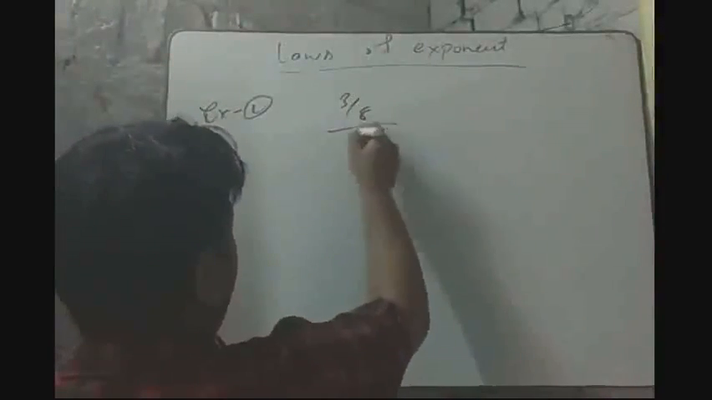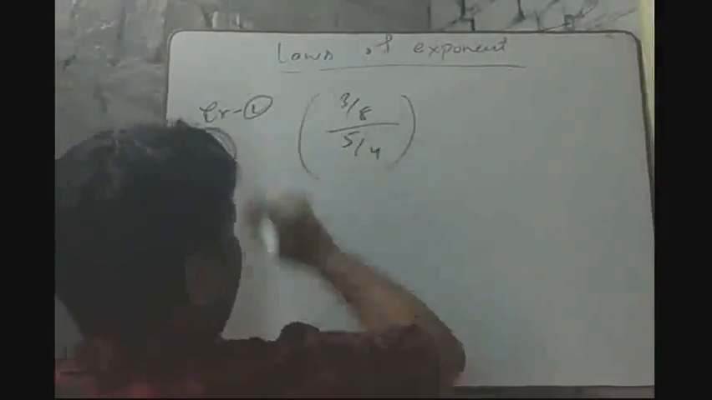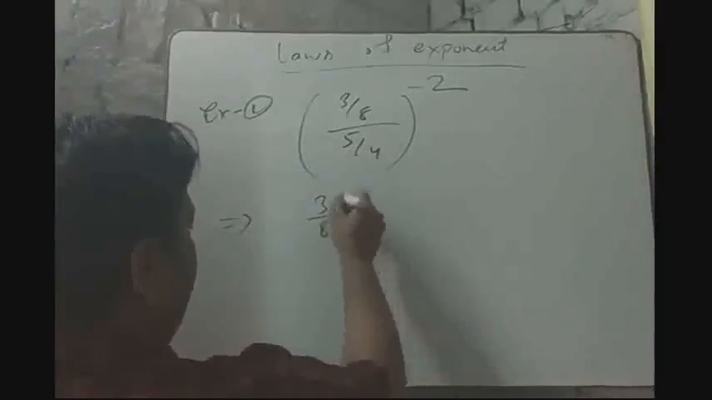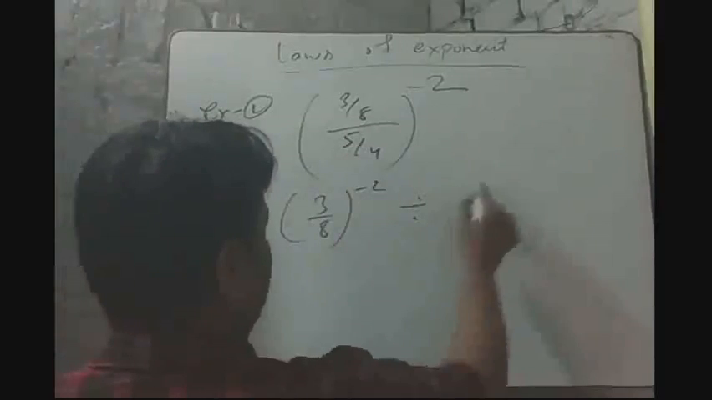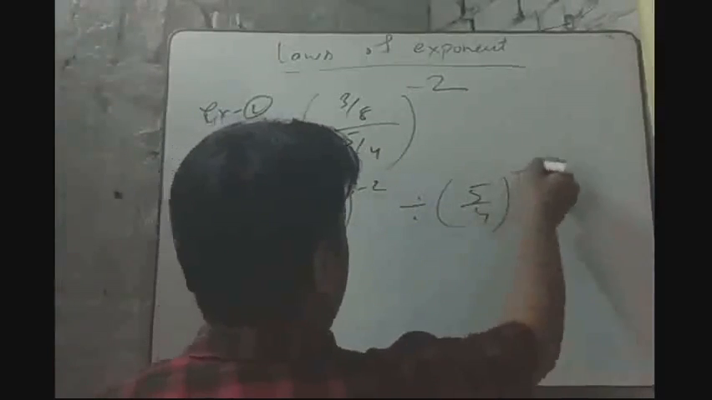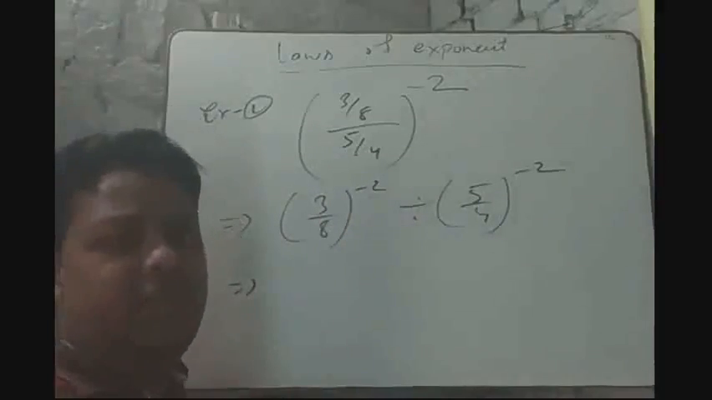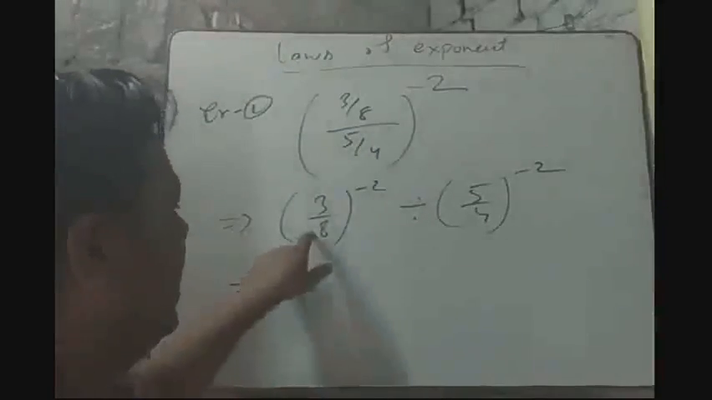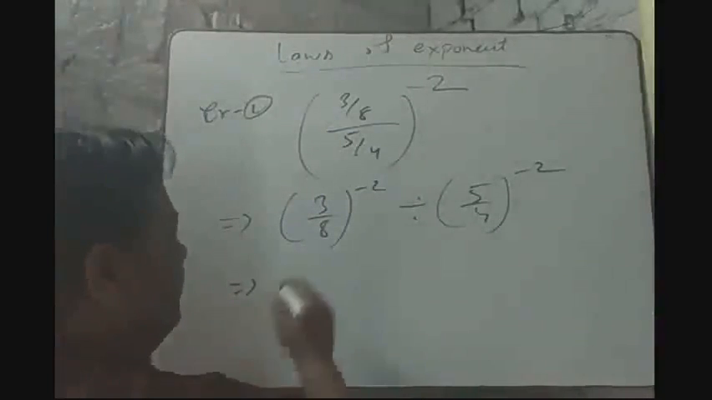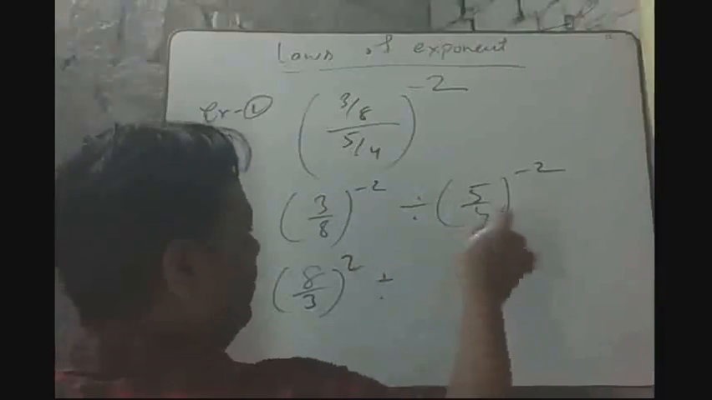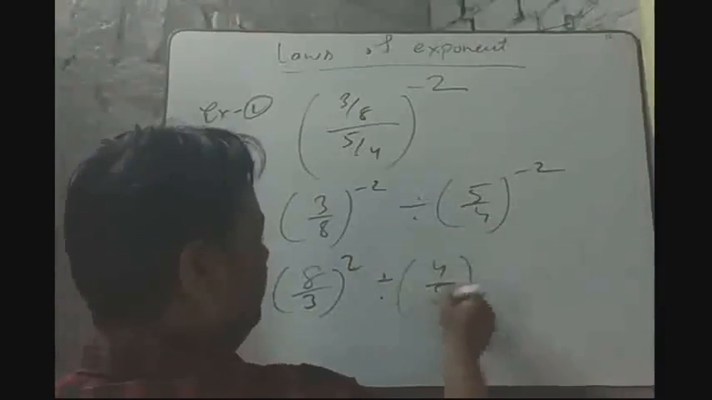Example number 2, that is if 3 by 8 and 5 by 4 has the same power minus 2, then what will we do? At first, it has the same power, so we have to separate it: 5 by 4 to the power minus 2, and at first we have to remove the negative sign. To remove the negative sign, we will write the reciprocal of 3 by 8, which is 8 by 3, and the same for 5 by 4, that is 4 by 5 to the power 2.